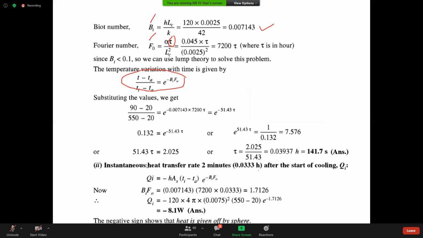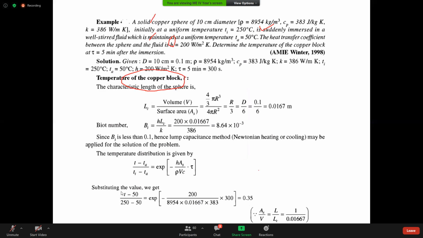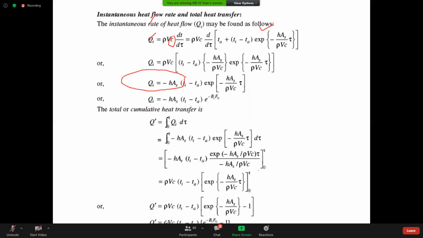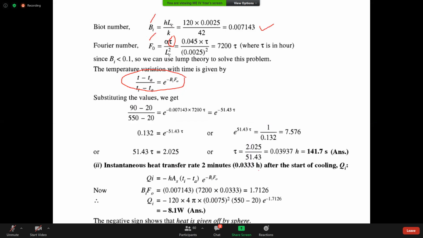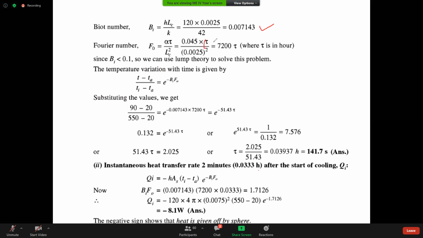The third case is total energy, which is nothing but cumulative energy. You know the Qi. Based on this equation, you can calculate this one: rho V c into (Ti minus T infinity) into (1 minus e to the power minus Bi into Fo). But be careful while doing this problem. The Fourier number we calculated earlier using a time, which time? This time, let us say. This is nothing but 720 into tau. But for the Fourier number we need to calculate tau. These 2 minutes we have to substitute here.